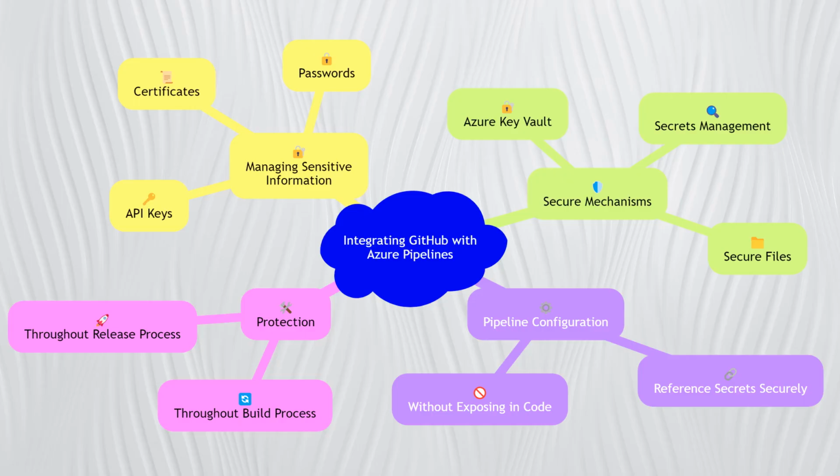When integrating GitHub with Azure Pipelines, you may need to manage sensitive information such as API keys, passwords, and certificates. Azure Pipelines provides secure mechanisms to handle secrets and secure files. You can use Azure Key Vault to store and manage sensitive information. In your pipeline configuration, you can reference these secrets securely without exposing them in your code. This ensures that your sensitive information is protected throughout the build and release process.